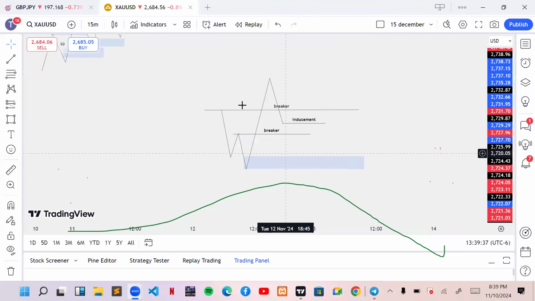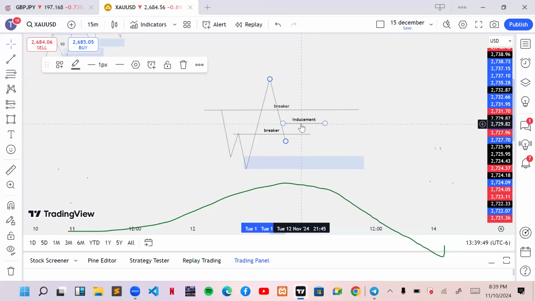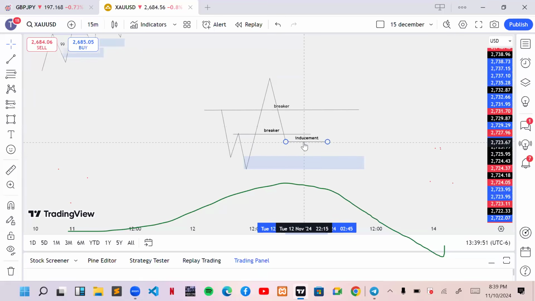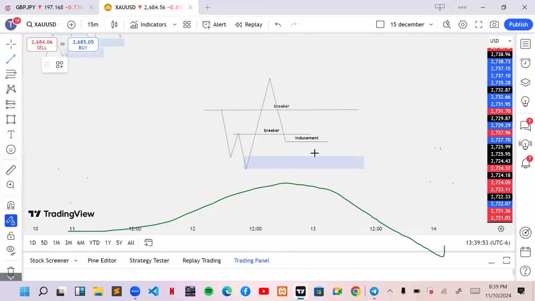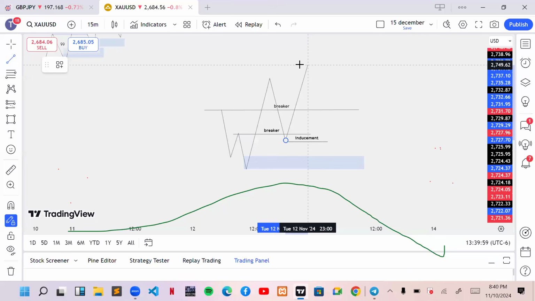So let's say this is our breaker here. Our breaker is also here, and this is our other block. And after market does this shift in market structure, the pullback happens to be here. If market did this pullback, it means our inducement will be right here. So the pullback is the inducement. So let's say market does this inducement and pushes up here. So now what are we going to use as our entry next time?